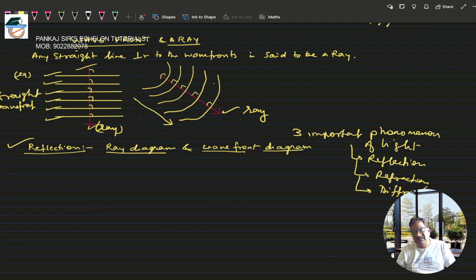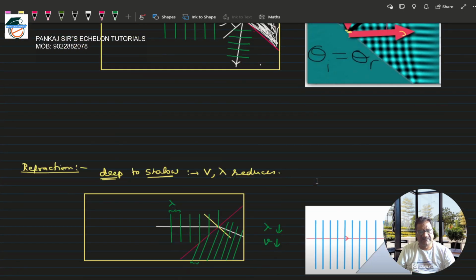So these three important phenomena of light we are going to study in this IGCSE syllabus. First, let us talk about reflection. Now, what is reflection? Rather, I'll take you to that slide where I've written all these things.